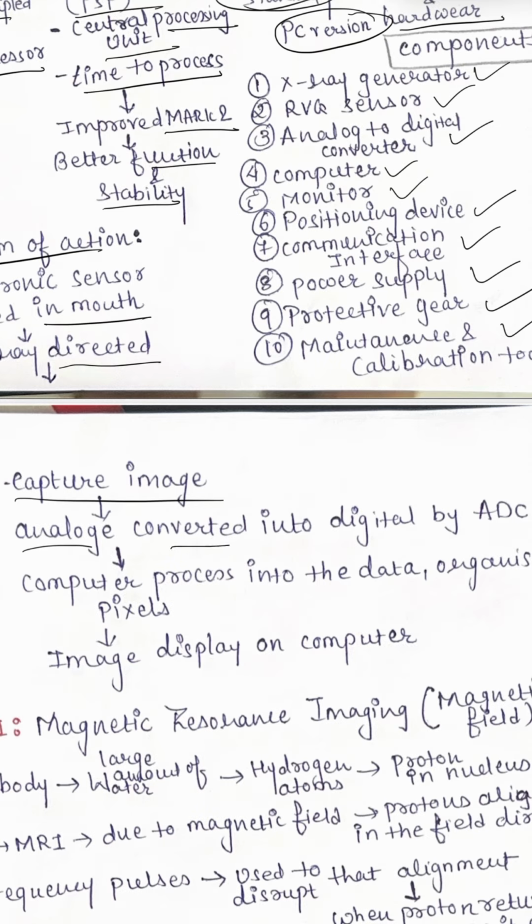Now the analog signal is converted into a digital image by an analog to digital converter, and the computer processes the data, organizes the pixels, and the image is displayed on the computer.